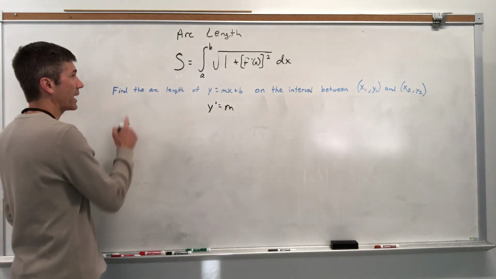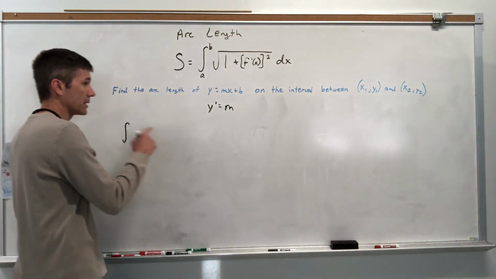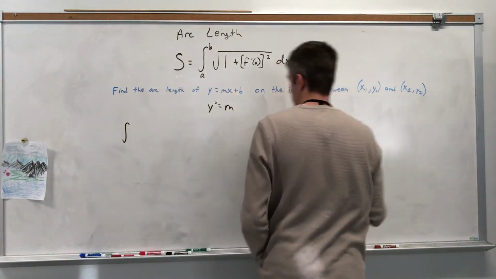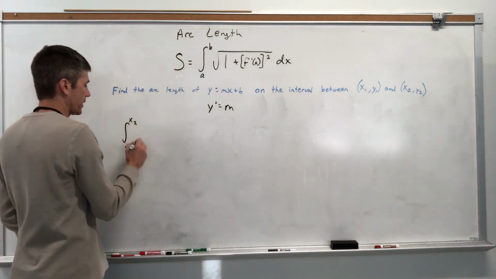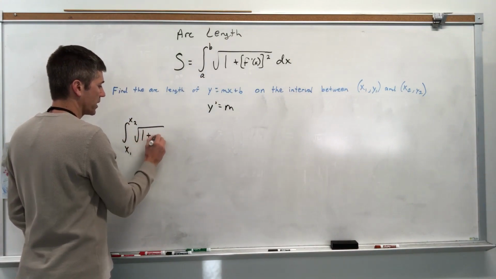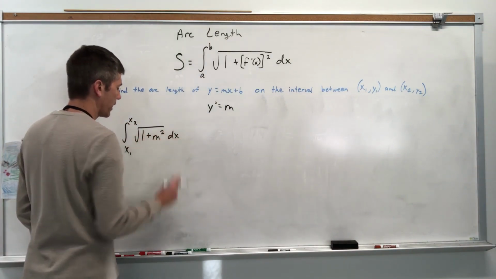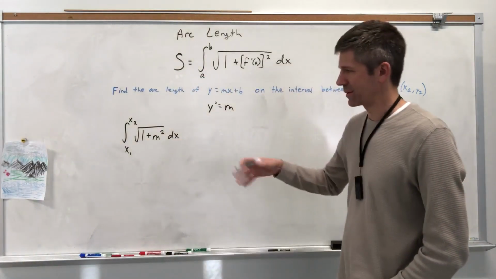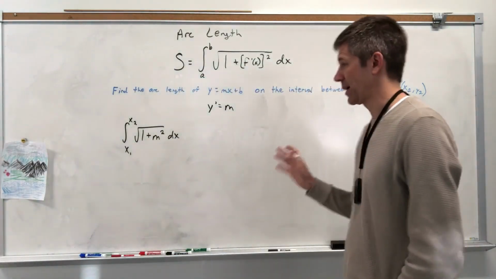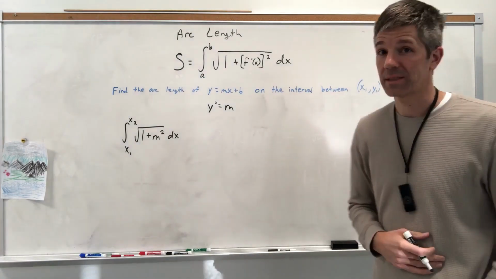So we're going to go from A to B, and I begin and end. Let's see, I begin at x1, I end at x2. We're going to have a lot of random subscripts floating around here. And it's the integral of the square root of 1 plus m squared dx. Okay, a minute ago I just kind of stammered and said, well, we got the m and we're going to replace it later. Okay, well now it's time to replace that m.